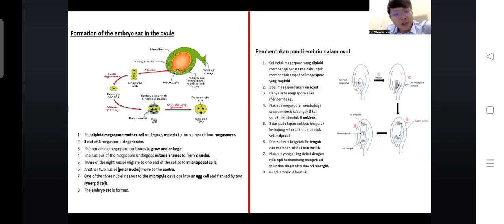So if we look at the English version, this is a summary. There are 2 polar nuclei. The egg cell is the middle. These 2 are the synergid cells. These 3 are the antipodal cells.